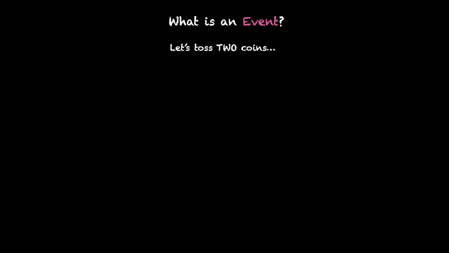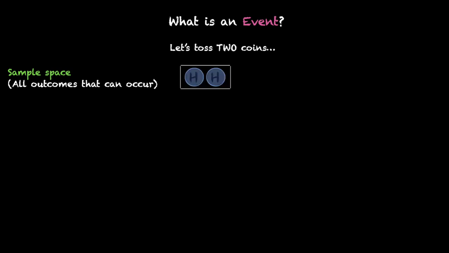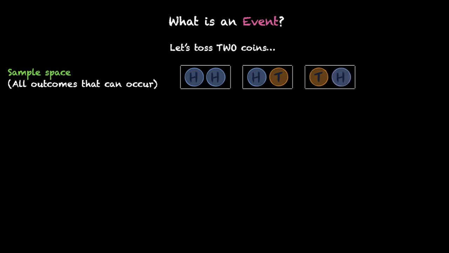What do you get when you toss two coins? Well, let's list down all possible outcomes that can occur. And by the way, we know that this is also called sample space. So the sample space will have these possible outcomes. Either we can have both of them as heads, or we can have the first one as heads and the second one as tails, or the first one as tails and the second one as heads, and finally, both of them as tails. There's nothing else that can happen. These are the four possible outcomes.